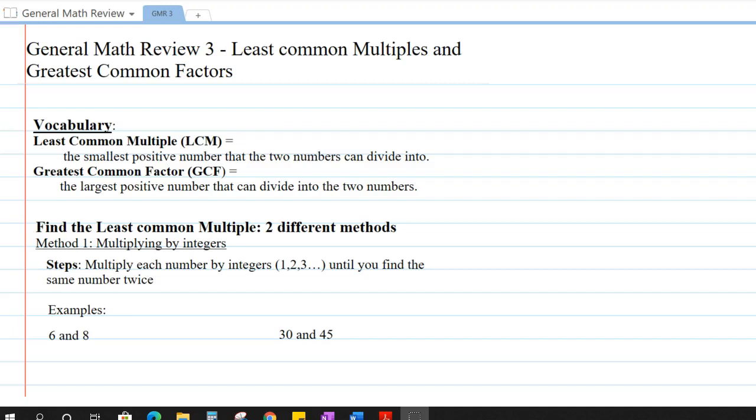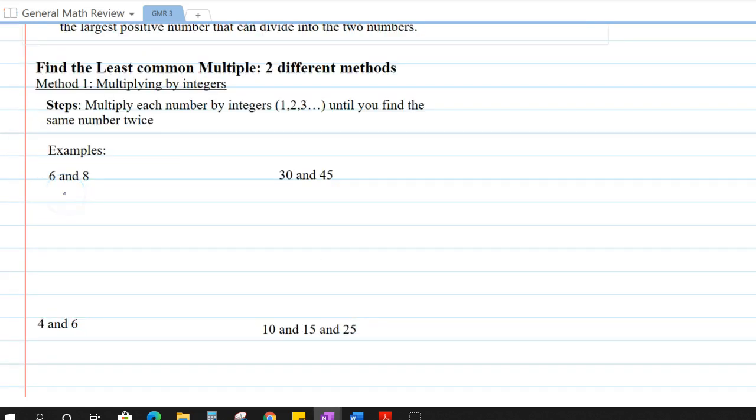The greatest common factor is the largest positive number that can divide into the two original numbers. Now that number is actually going to be smaller than your original numbers. Another way of thinking about the greatest common factor is that it's going to be the largest shared factor. And we'll get to that in a minute. But right now we'll talk about the least common multiples. We'll find the least common multiple first.